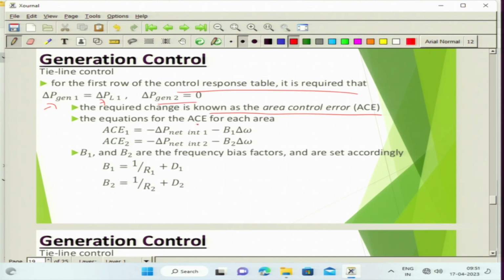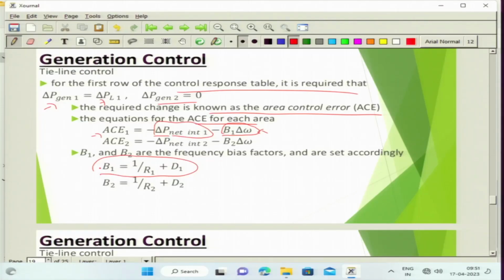The equation for the area control error for each area: ACE1 is equal to minus delta P net interchange, because of this only there is a change in flow, right? Because of which you need to take appropriate action. Minus B1 into delta omega, that is depending upon frequency again. Now B1 is defined as 1 by R1 plus D1. Basically because of your frequency dependent loads and the generation, how do you adjust the generations? The control action is happening because of 1 by R1 plus D1.